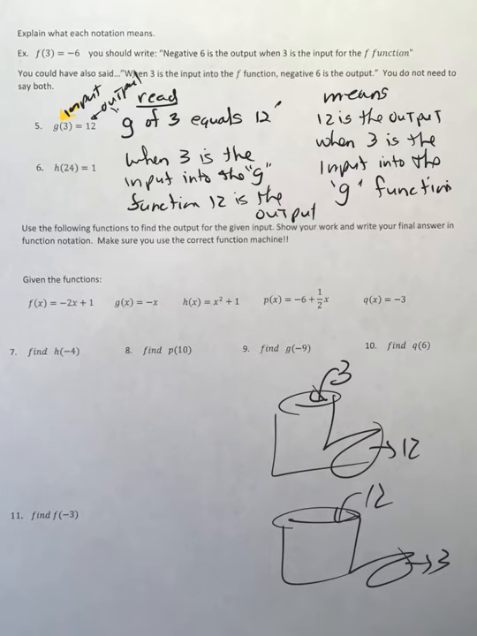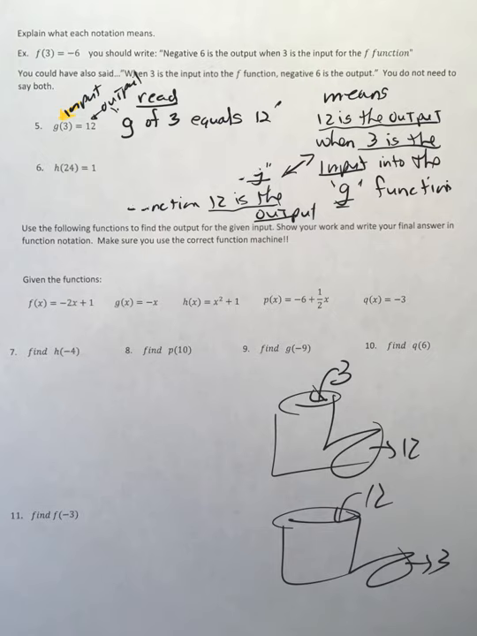So you can write this either way. You don't have to write them both. You can say 12 is the output when 3 is the input into the G machine, or you can say 3 is the input into the G machine and 12 is the output. It doesn't matter which one you write, you just have to write one of those. So I'm just going to leave it with that one.